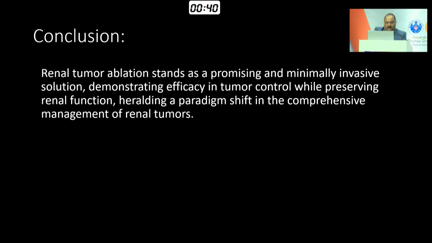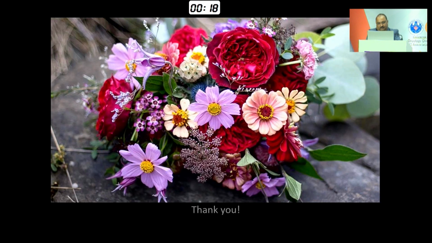So this is briefly about ablative techniques, and I'll conclude by saying that renal tumor ablation stands as a promising and minimally invasive solution, demonstrating efficacy in tumor control while preserving renal function, heralding a paradigm shift in the comprehensive management of renal tumors. Thank you.